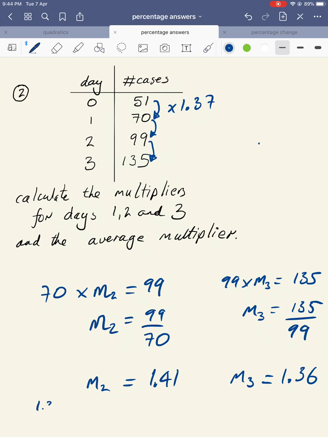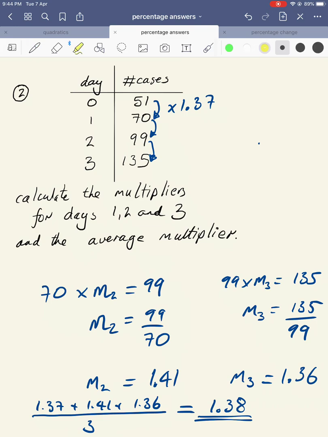Okay, so I've rounded those to 2 decimal places, and then we want to know the average multiplier. So we've got 1.37 plus 1.41 plus 1.36. We divide it by 3 to find the average, and we'll again round the final answer off to 2 decimal places. I've got it here, and that's 1.38. Now you might be thinking, well, is that accurate enough? What if I actually took the full value of 99 over 70 and the full value of 135 over 99, and I didn't round it to 2 dp?